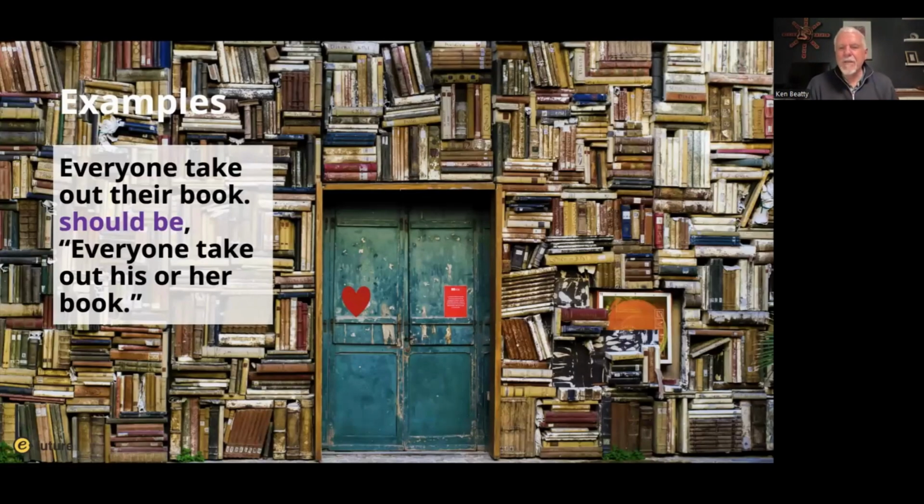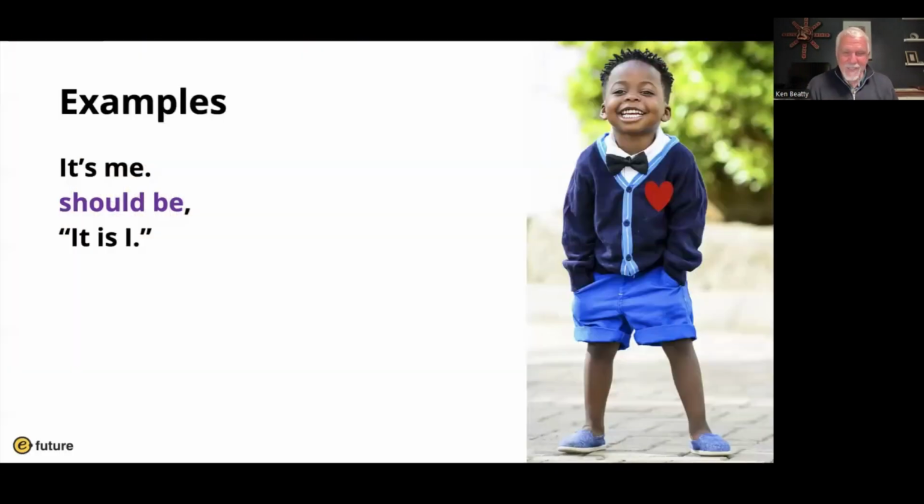So again, this prescriptive view is a bit wrong, because it's not just how we speak. So we could say things all the time like, everyone take out their book, right? That's not correct, right? It should be everyone take out his or her book, right? But that's awkward, and we don't say it as often. In fact, language is always changing, and this will probably change over time as well and not be a rule anymore. Here's another one. You say, it's me, right?